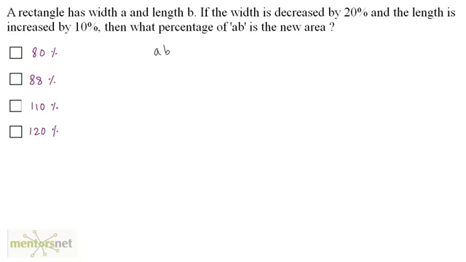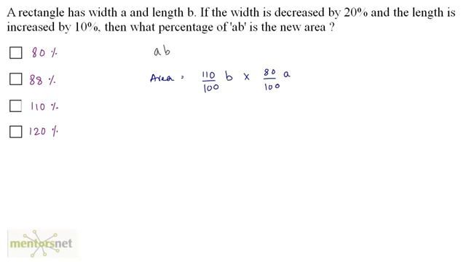Now let us calculate the new area. It will be equal to, the length is increased by 10%. So this B is increased by 10%. That means 110% of B. So 110 upon 100 times B. Now the width or the breadth is decreased by 20%. So 100 minus 20% of A, and that's 80% of A. So 80 upon 100 times A.